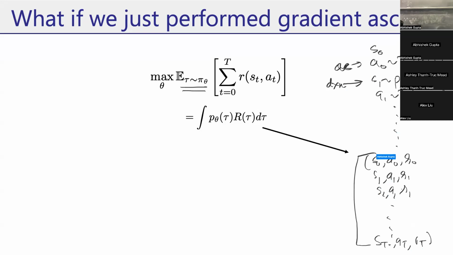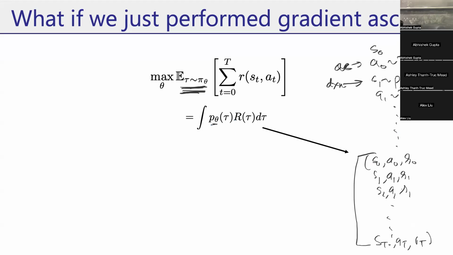And the goal is, how do we use these trajectories that we collect in the environment to figure out how to maximize reward? So the objective that we have is saying that when you sample trajectories from your policy, you want to figure out the parameters of your policy theta such that you maximize the sum of rewards.